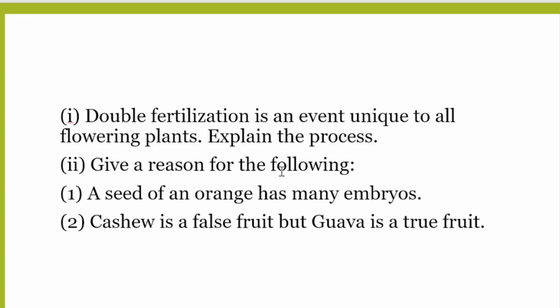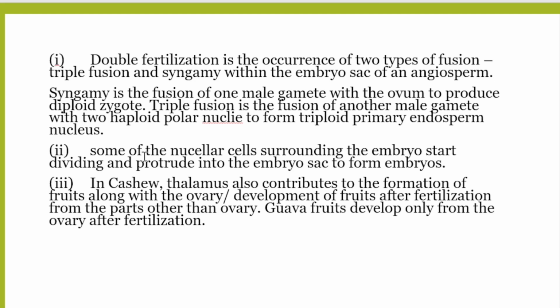Give a reason for the following. A seed of an orange has many embryos. It is a case of polyembryony. What happens is the nucellar cells surrounding the embryo start dividing and protrude into the embryo sac and form multiple embryos. That is called polyembryony.